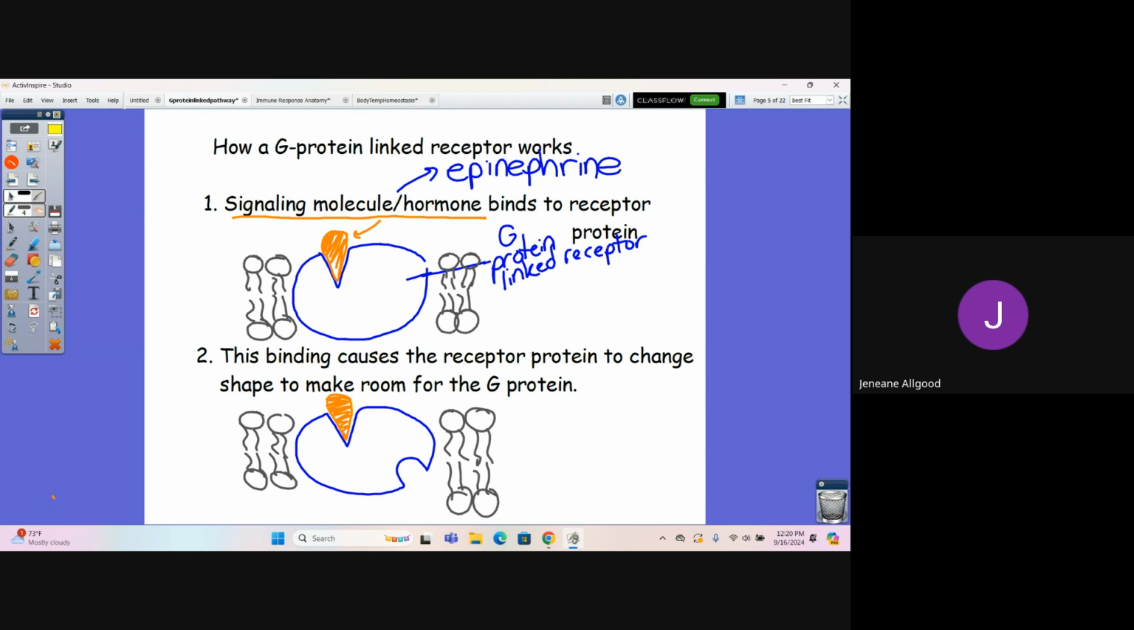Okay, so first thing that's a little confusing. This big blue structure is called a G protein linked receptor. It is a receptor protein for the binding of this signaling molecule, which in this example is epinephrine. Okay, but it is a G protein linked receptor because where we carved out this notch, that is where a protein called a G protein is going to bind. So it's a G protein linked receptor because a G protein can bind, and it's a receptor for a protein-based signaling molecule like epinephrine.